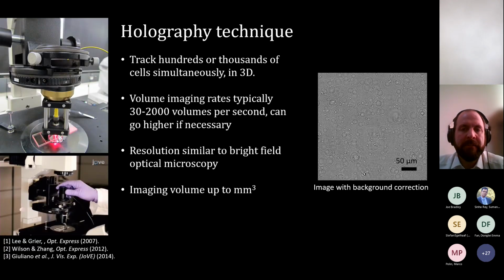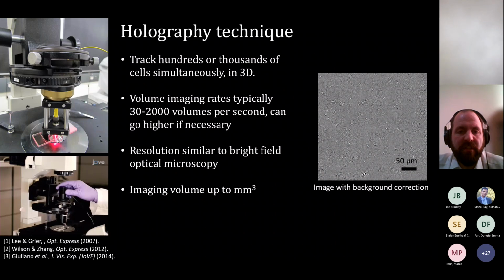To give you some ballpark figures of what we can do with this kind of method, we can track hundreds or thousands of cells simultaneously in 3D. And unlike DDM, this is a tracking method, so we do have to resolve the objects, or at least see the scattering pattern in a way that we can track.